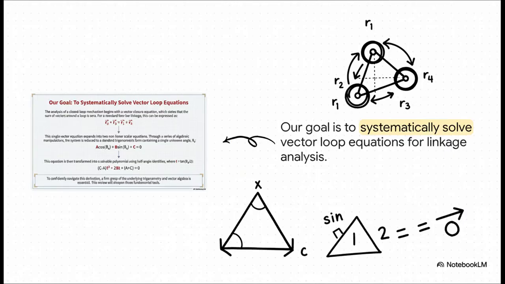At the core of it all is something called the vector closure equation. Just think of it like this. If you walk around a closed loop and end up back where you started, your total displacement is zero, right? It's the same for these mechanisms. For a classic 4-bar linkage, this simple idea gives us one vector equation. We then break that down into two simpler scalar equations. From there, we use a bit of algebraic cleverness to boil it all down to a single trig equation with just one unknown angle. And here's the magic trick. We use what are called half-angle identities to morph that tricky equation into a basic quadratic polynomial that we can actually solve. Mastering this process is honestly the key to everything.